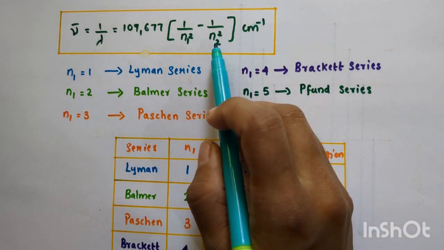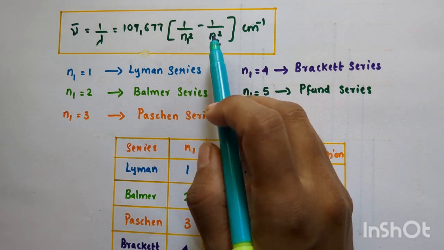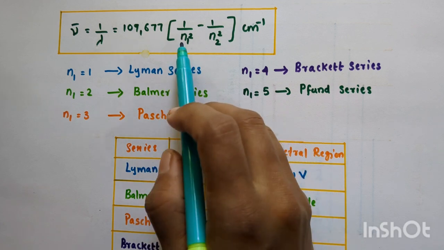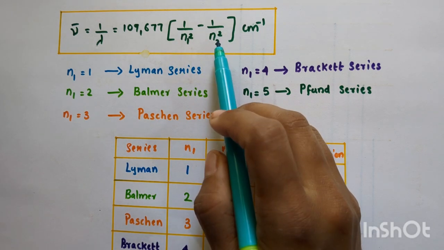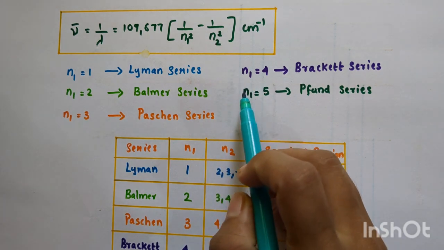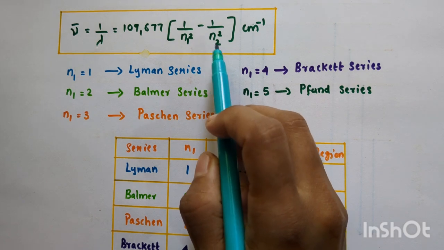And what about n2 values? You see, n2 will be greater than n1. That is, n2 can be n1 plus 1, n1 plus 2, n1 plus 3, etc. For the Lyman series, n1 equals 1, so n2 can have values 2, 3, 4, 5, etc., up to infinity. Similarly, if you consider n1 as 5, then n2 will be 6, 7, 8, 9, 10, etc., up to infinity.